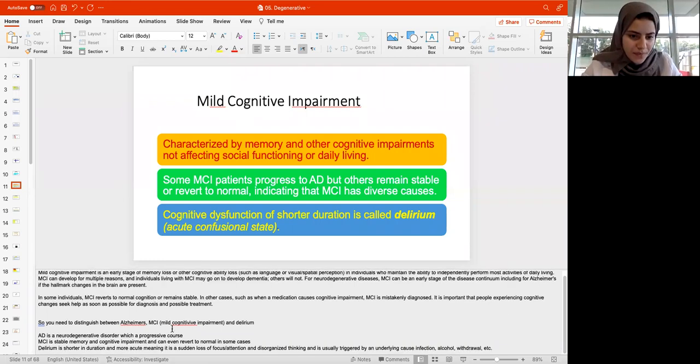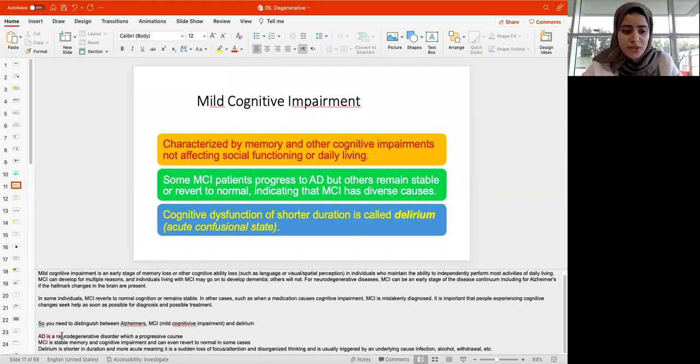Okay. And I mentioned it here, Alzheimer's disease is a neurodegenerative disorder which has a progressive course, so it becomes worse with time. MCI, mild cognitive impairment, is stable, okay? So it has a stable memory and cognitive impairment, and they can actually return back to normal with time, okay? So they don't actually end up getting worse with time, unless the person themselves is predisposed to AD, then their MCI will lead to AD, okay?